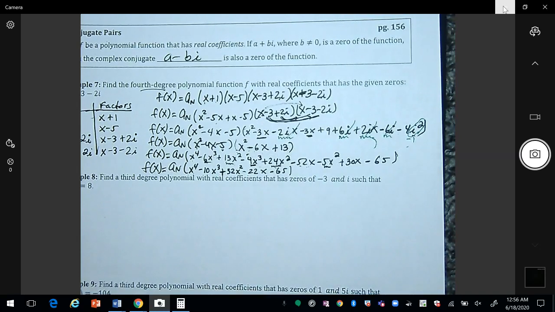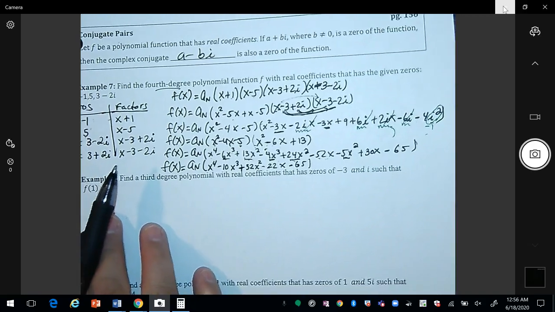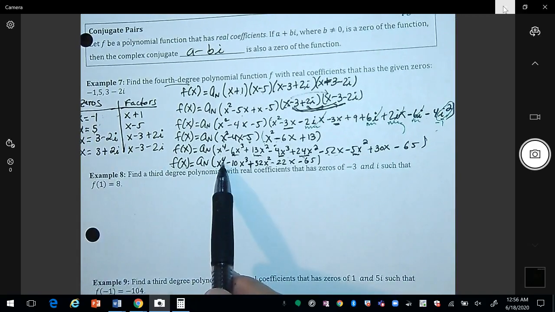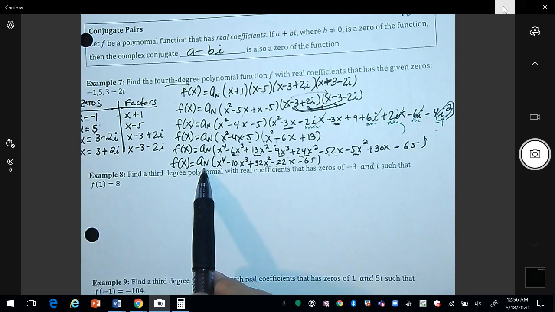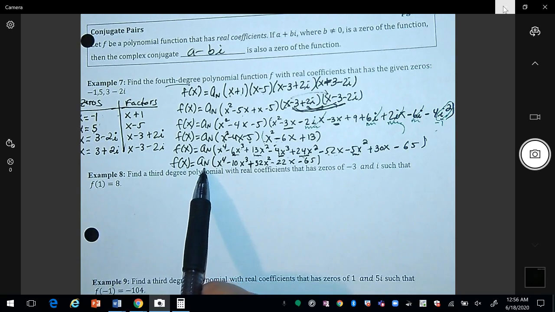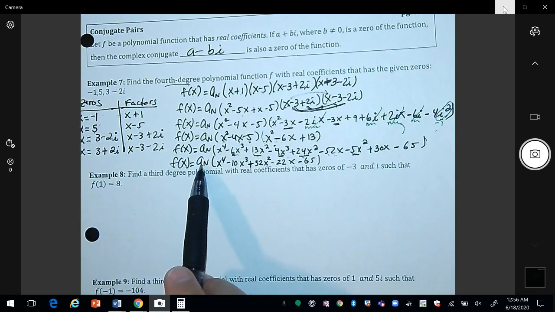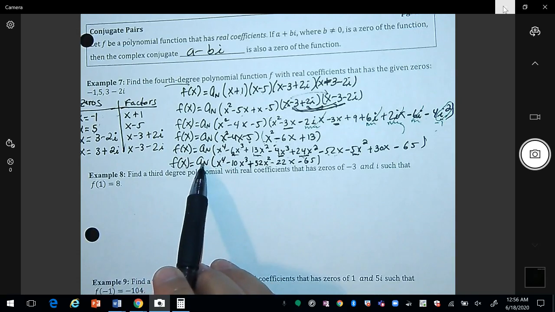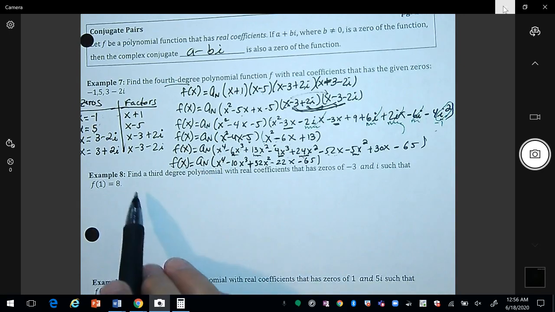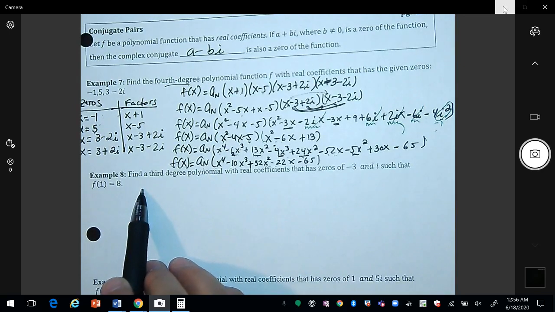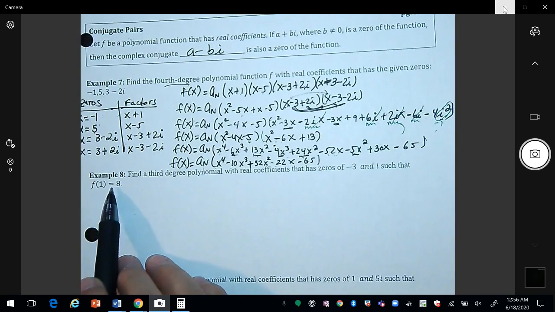Okay, so now that we have our polynomial of degree 4, we still don't know what this a_n is. That could be different possibilities, which, if it's not given to you with other information, then we can leave it as a 1, or we just leave it as a_n. But in example 8, they are going to give us some more information.